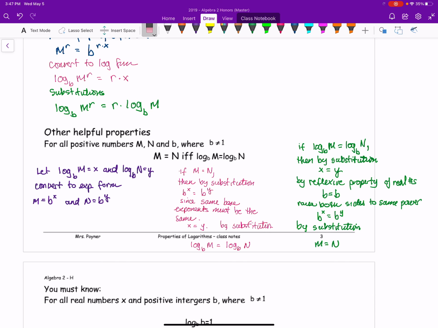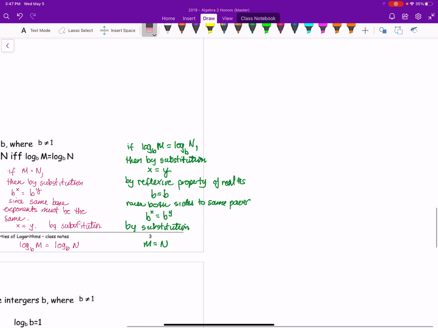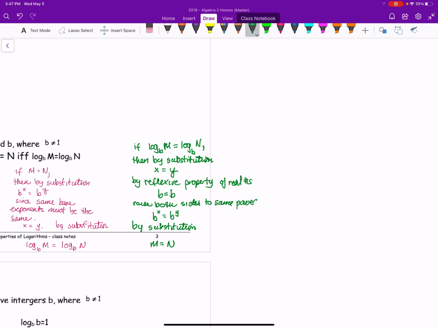It's a long-winded way of saying, for example, if I had something like this over here on the side, let's pick a color, log base 5 of x is equal to log base 5 of 7. Well, if that's the case, x would have to equal 7, like that.